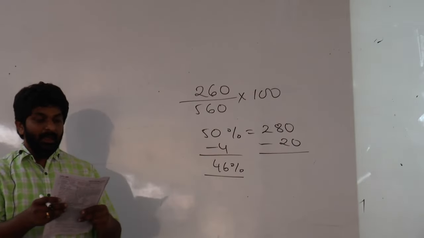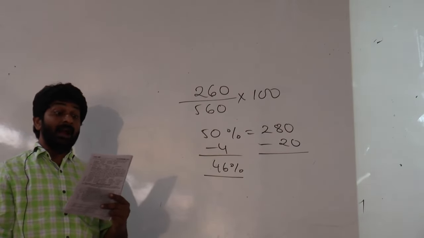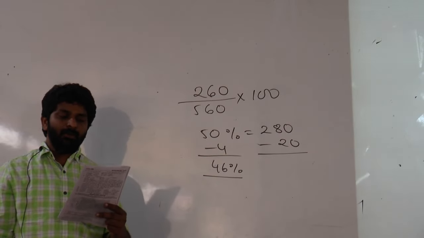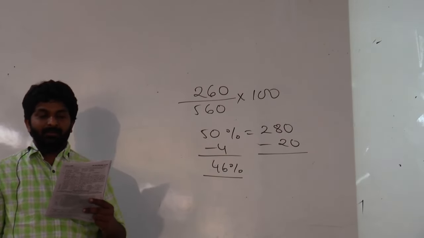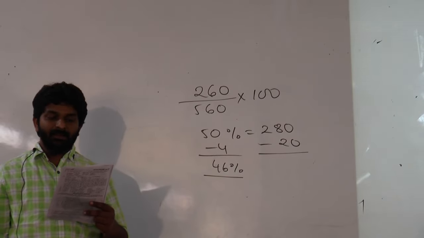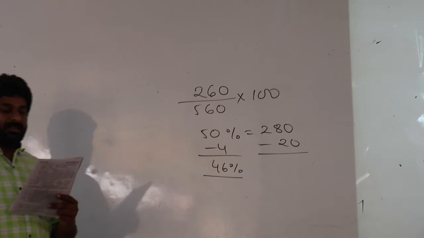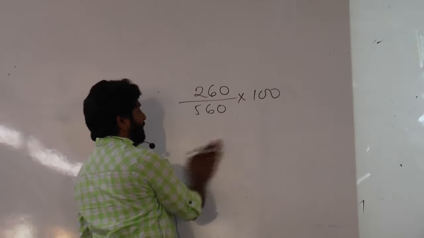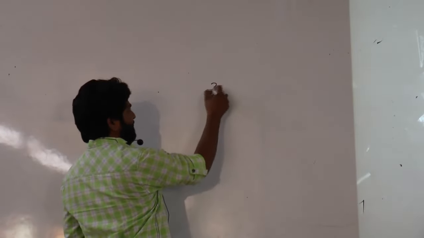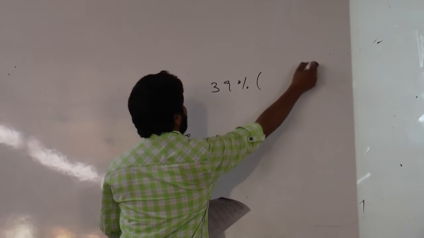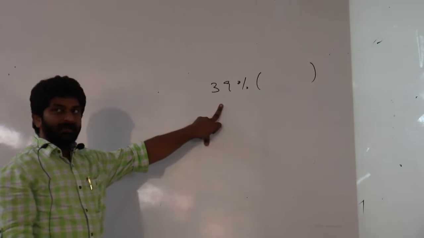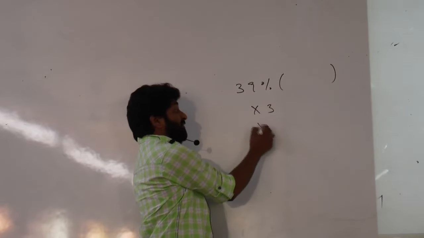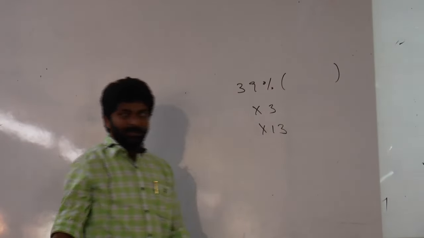Next, 33. Out of the total number of pendants sold by store R and S together in August, only 39% are made of pure silver. What is the number of pure silver pendants sold by store R and S together in August? What percent is it? 39%. You need to calculate 39% of some number. The answer should be a multiple of 39, so a multiple of 3 as well as a multiple of 13. Then only it will be a 39 multiple.